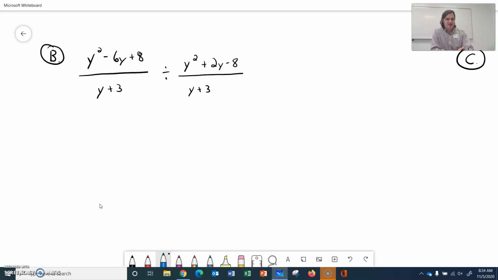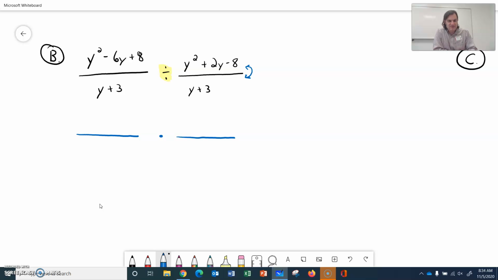So be very careful here, and remember if you have a division, the keep change flip rule. So we're going to take the fractions we have and we're going to rewrite them with a multiplication. Okay, and remember with the second fraction we'll flip it. And just to save some time and space, I'm going to go ahead and factor them as I rewrite them.